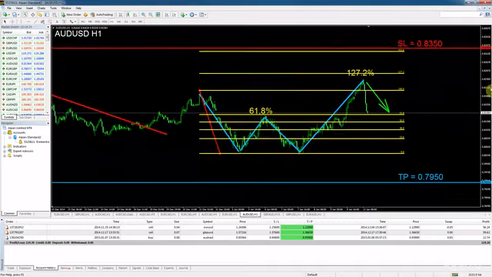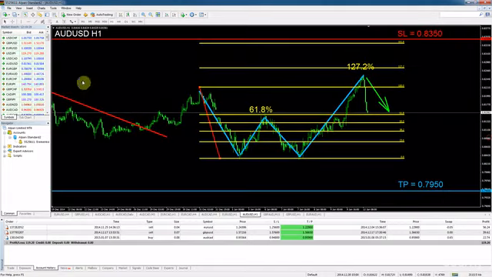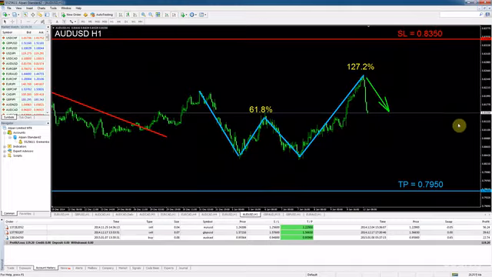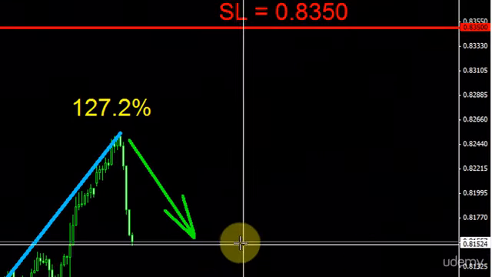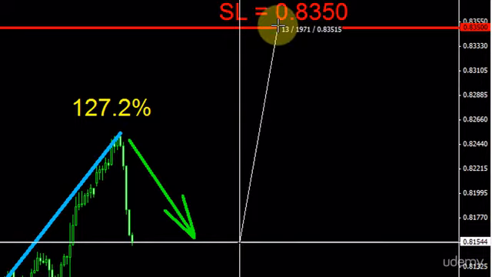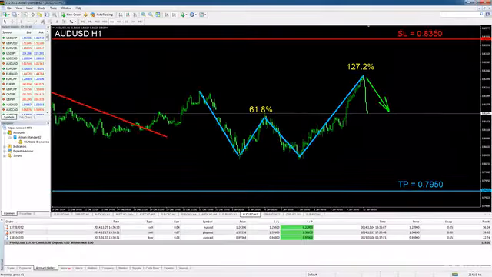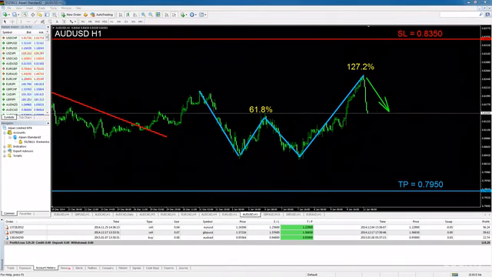So right now we're all ready to set our order. I'm just going to delete these Fibonacci lines. The last thing that we want to do is measure our stop loss, because we'll need that for the risk calculation. Right now there's about 195 pips in the stop loss. Let's remember that number and move on to calculating our lots.